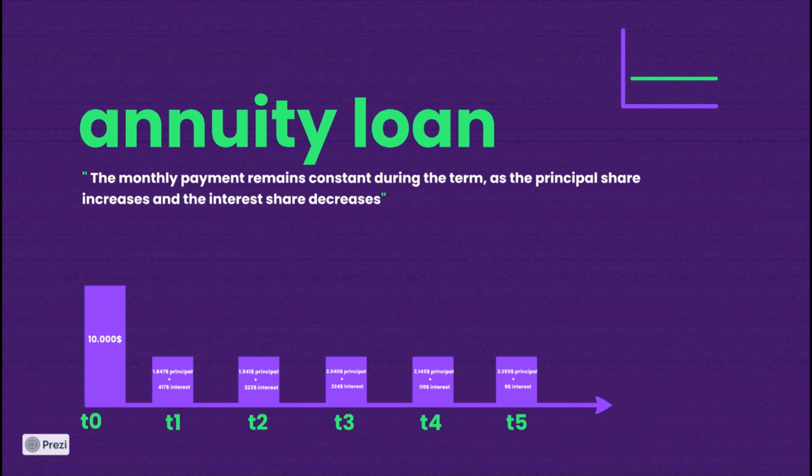An annuity loan is especially suitable if you want to budget for fixed monthly payments and are comfortable with a steady cost. Due to the consistent payment, it's also ideal for long-term financing, such as for purchasing property.